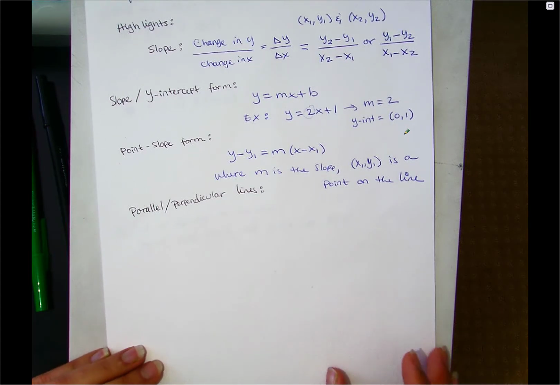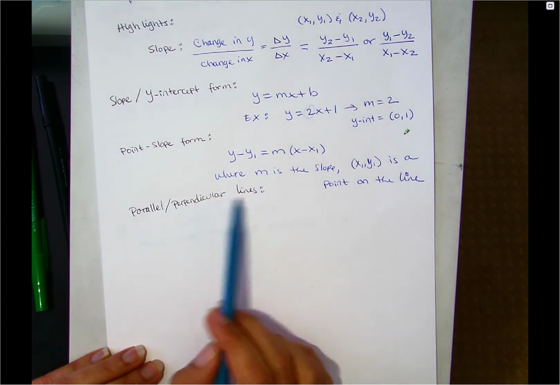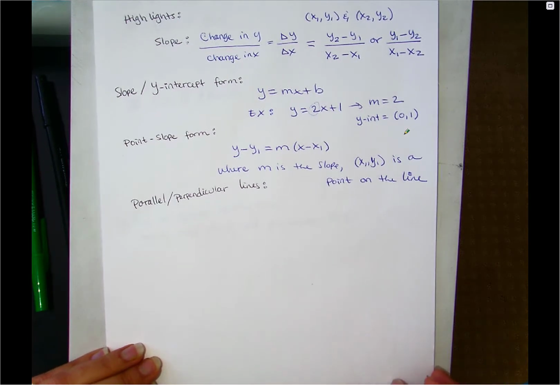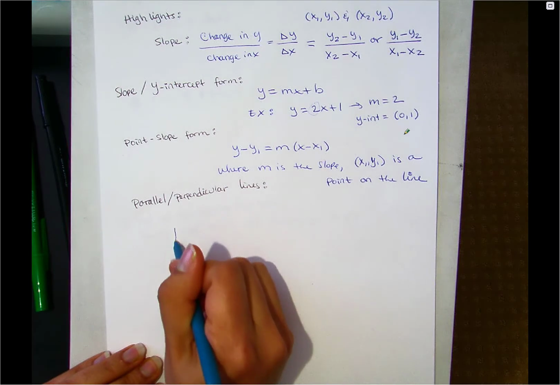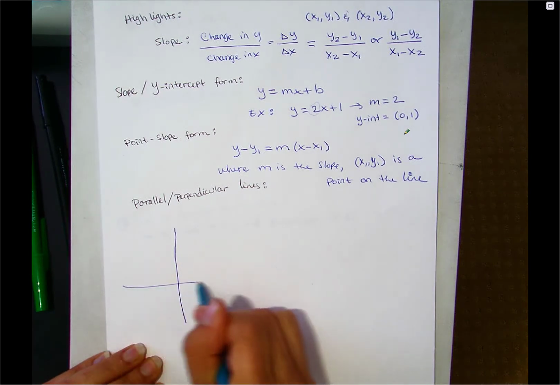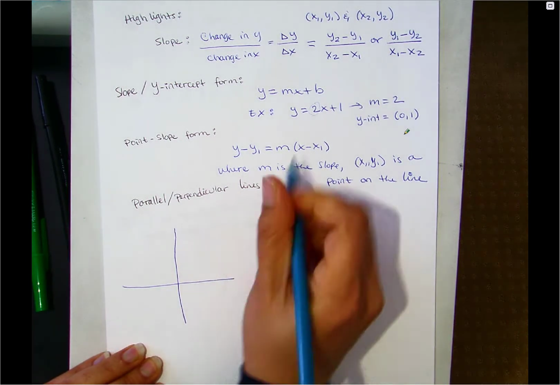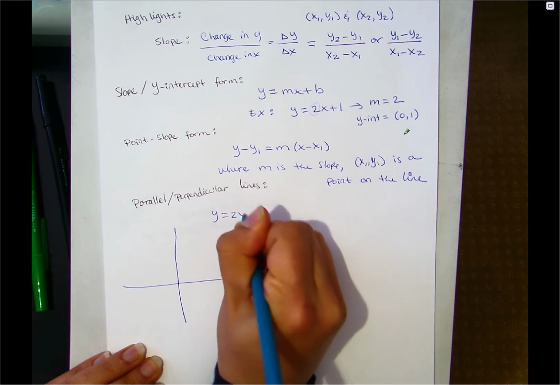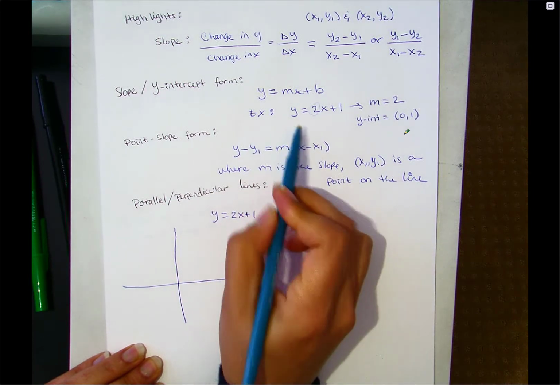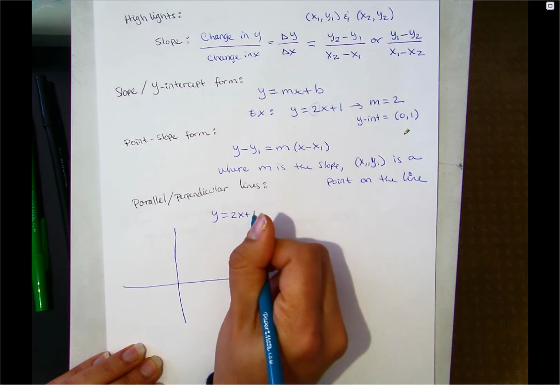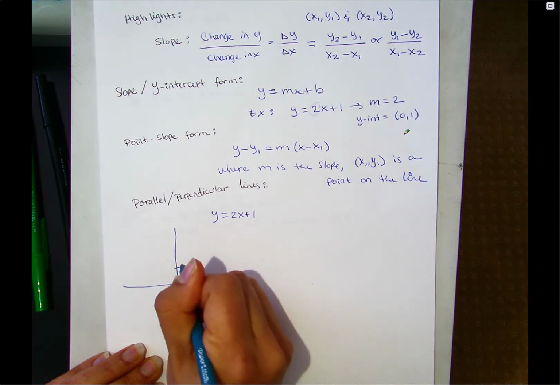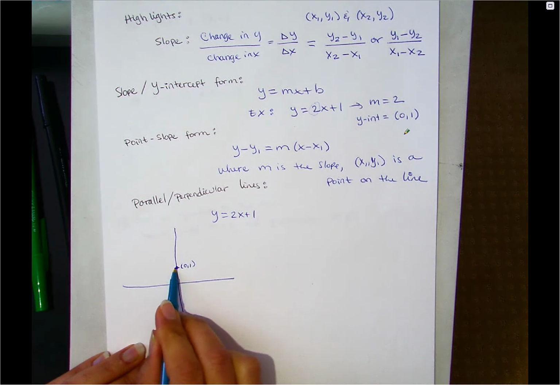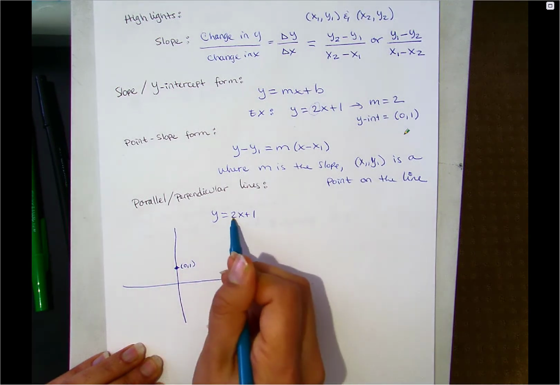And the other thing we're going to talk about are parallel and perpendicular lines. Parallel lines, when you hear the word parallel, what comes to mind? Hopefully, so for example, if I have y equals 2x plus 1 from that example, the y-intercept is (0, 1), so it's going to cross here when x is 0, y is 1, and the slope is 2.